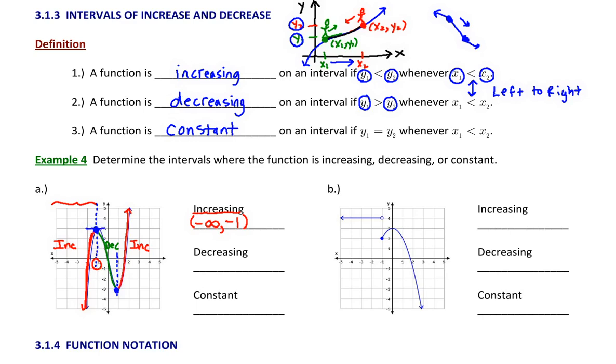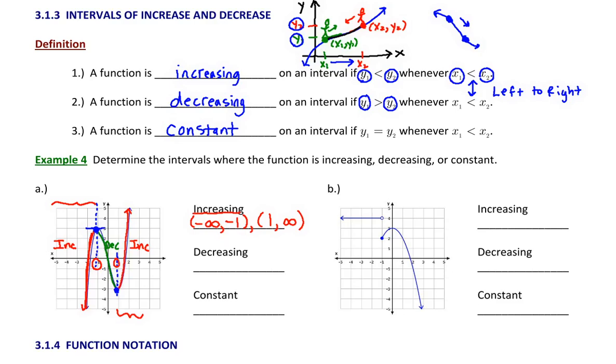Okay, and then we have another interval of increase right over here, and I want to read the x values from left to right. So the leftmost x value here would be 1, and the rightmost x value is infinity. So we would say from 1 to infinity. Again, using a parenthesis with 1. You'll always have parentheses with intervals of increase or decrease.